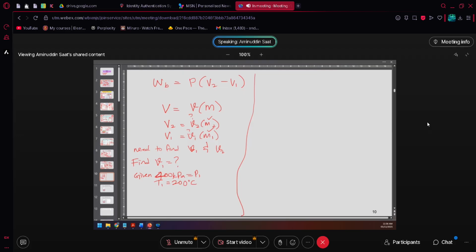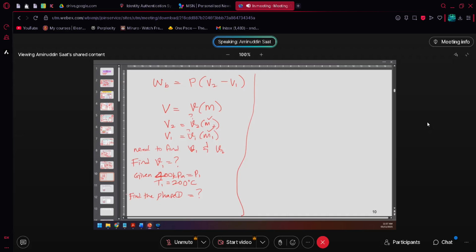So same like previously, find the phase first. Find the phase 1 first, because we don't know which table we want to refer. Do we need to refer to the saturated table, or the superheated, or the compressed liquid? So first we need to find the phase.